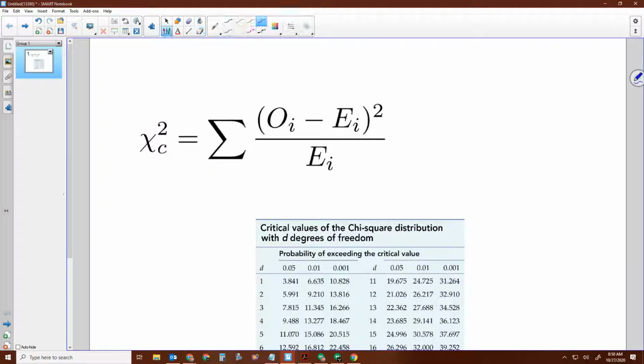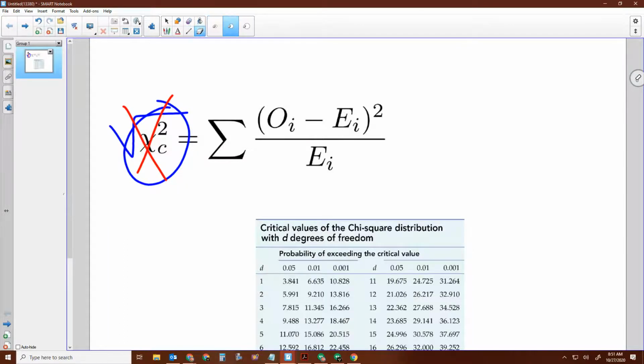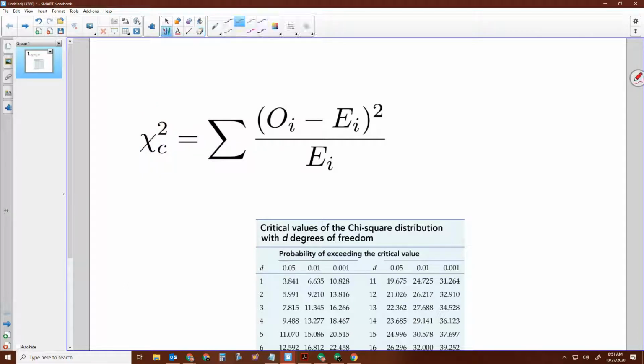So here's chi-square, this value. You're never going to take the square root of this, by the way. Chi-square is the value by itself, so you never take the square root of it. It is what you're solving for, chi-square. All right. This means sum. And so if you have multiple things you are solving for, you're going to do this equation right here multiple times and then add all of those values together.